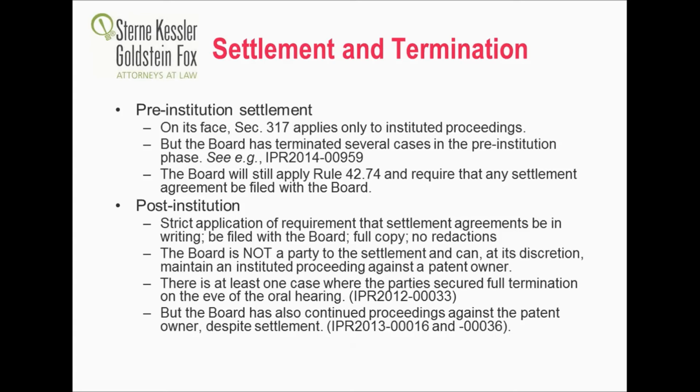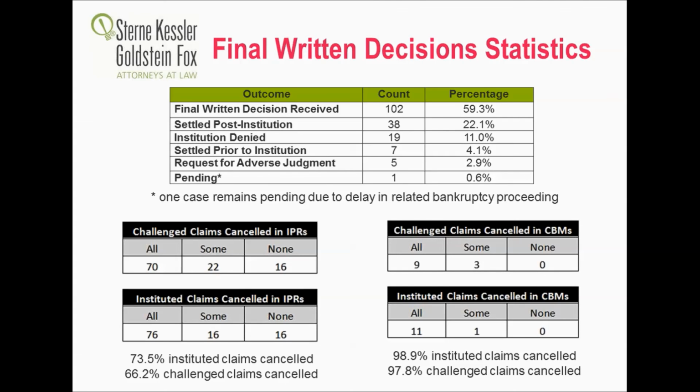The final thing I'll mention that the board takes into account is the status of any underlying co-pending enforcement actions, whether or not there are additional defendants that are not parties to the proceeding. It wants to have the full view of what's going on with that patent, so it can make a fully informed decision on whether to continue a proceeding or end a proceeding in its entirety. So the board invariably asks for a full status of the underlying patent with respect to other actions.